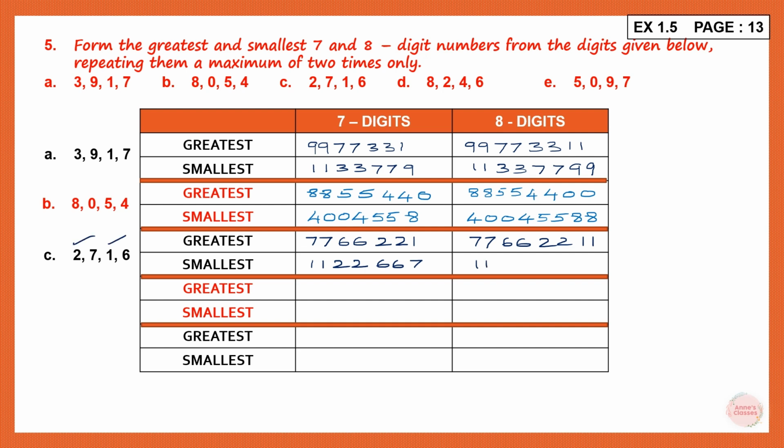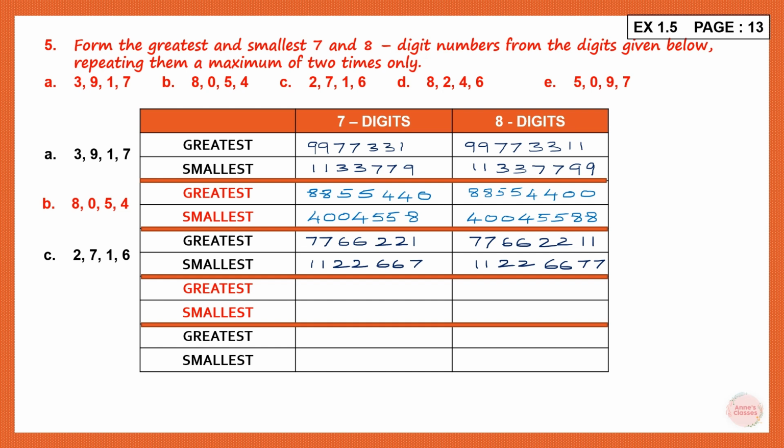Now take 2. Repeat 2. Then take 6. Repeat 6. And then 7. Repeat that also 2 times. So now we have got an 8-digit number. So all 4 digits had to be repeated. Only then we got an 8-digit number.